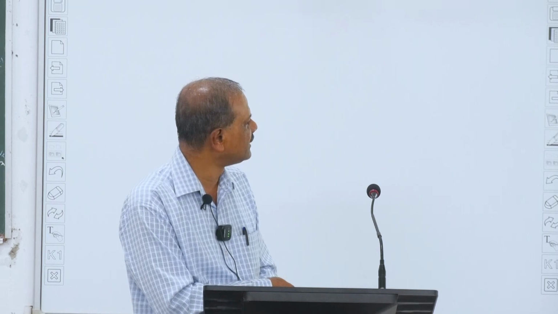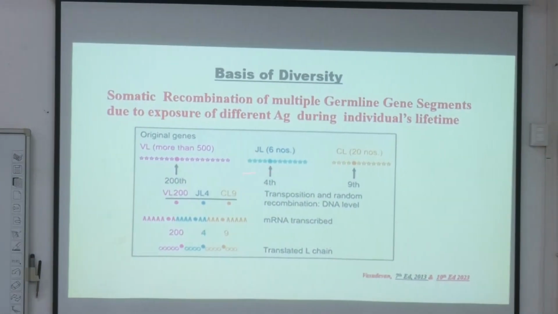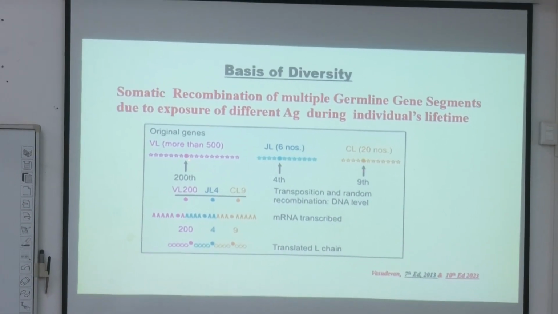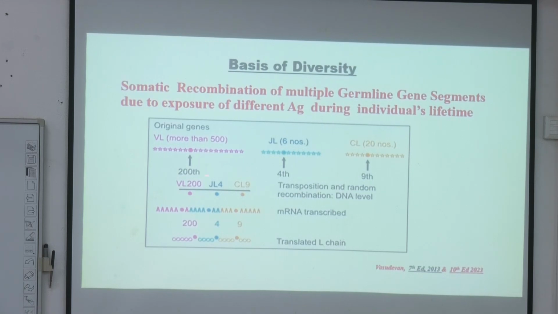So this you will get in Vasudevan's book. They have written it basically. See, in the V region they have 500 genes, in the J region 6 genes, and in the constant region there are C, 20 in number. So any combination can occur. One can take one here, one here, one here, and they produce an antibody of this structure, and this antibody will be finally produced.